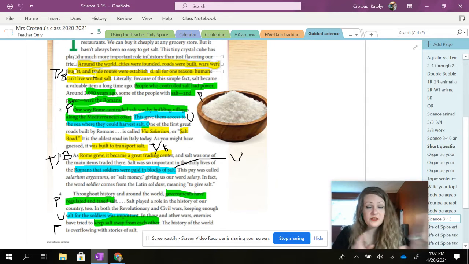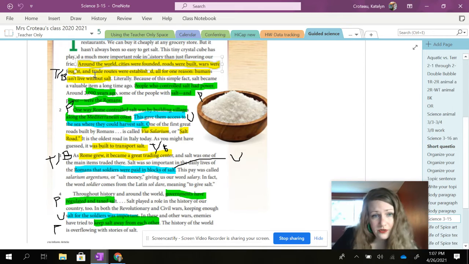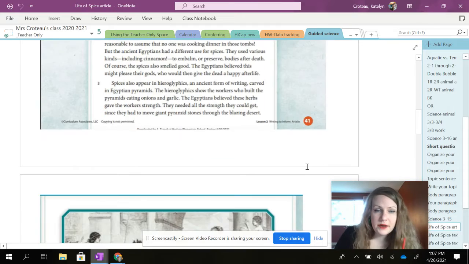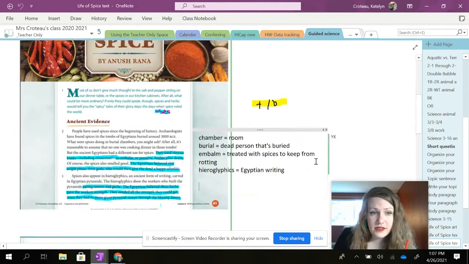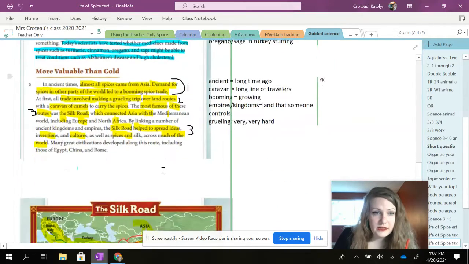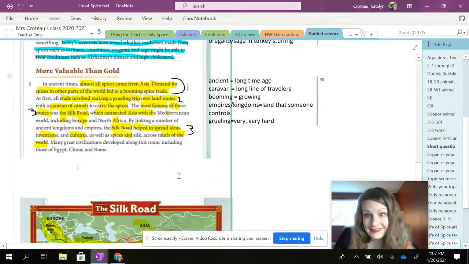So pick a piece of evidence from this about trade and business that's very different from what you're going to do from your other source. Keep it interesting. You pick one piece from this, and then you're going to pick, again, one piece from this. This should already be all highlighted and everything, okay? Like this one is, hopefully.